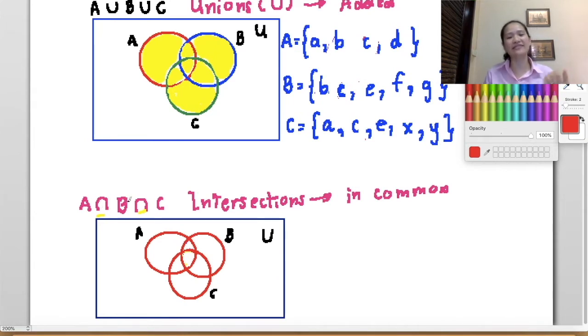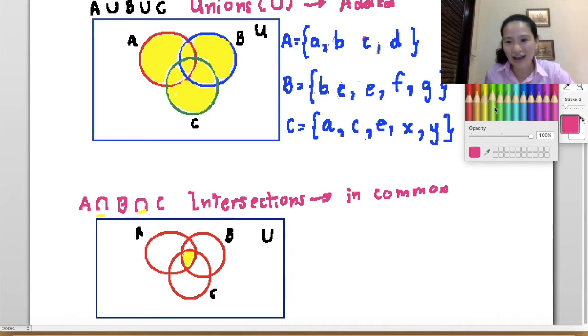What is A intersect B intersect C? You have to remember that intersect means in common. So I write down the space first. I know that A intersect B is here and then intersect C. So in the middle is A intersect B intersect C, and I would like to find the value. So I look at which members are members of set A, set B, and set C.